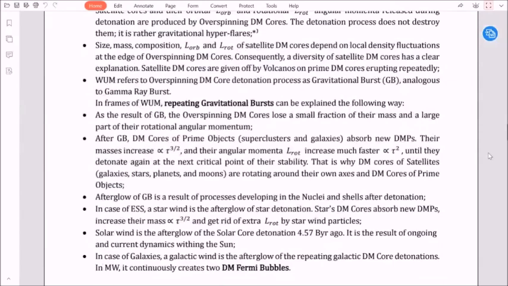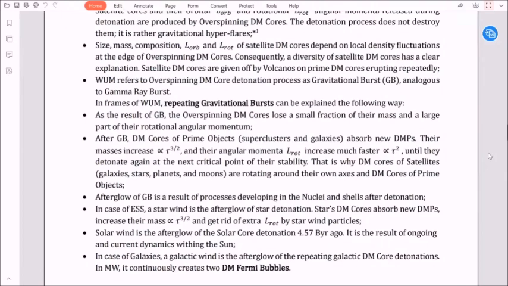Size, mass, composition, orbital and rotational angular momentum of satellite dark matter cores depend on local density fluctuations at the edge of overspinning dark matter cores. Consequently, a diversity of satellite dark matter cores has a clear explanation. Satellite dark matter cores are given off by volcanoes on prime dark matter cores erupting repeatedly. WOM refers to the overspinning dark matter core detonation process as gravitational burst, analogous to gamma ray burst.